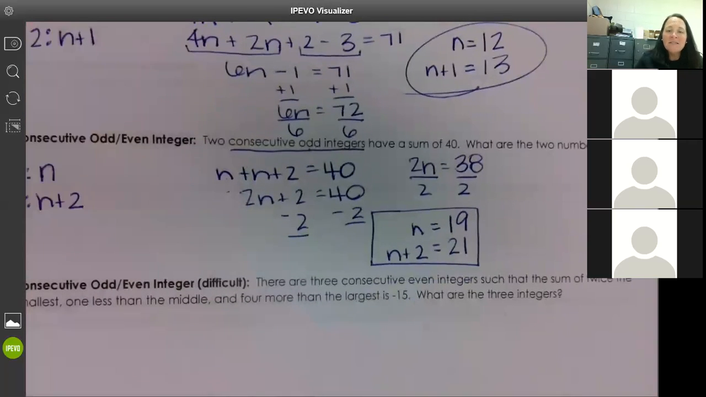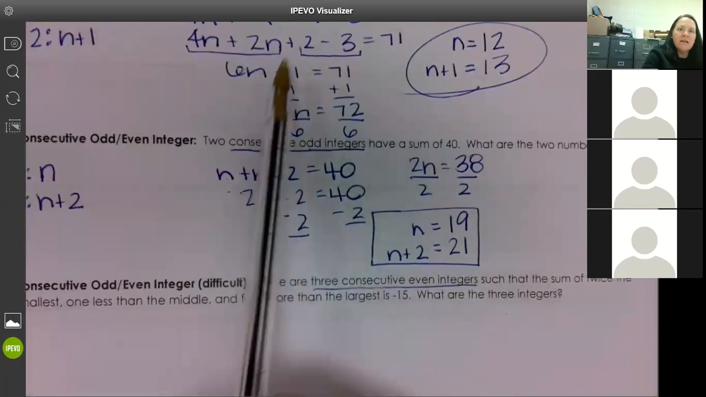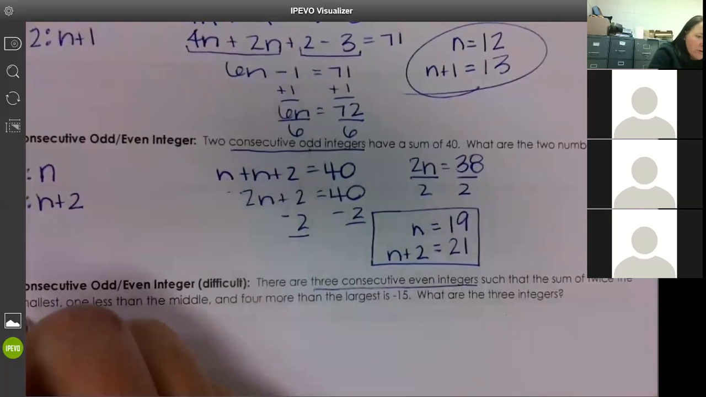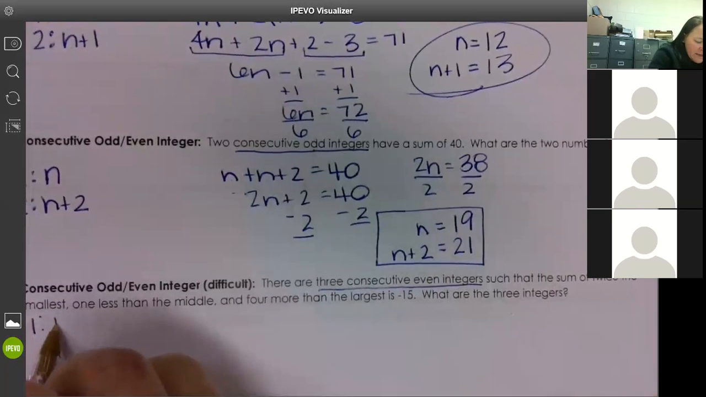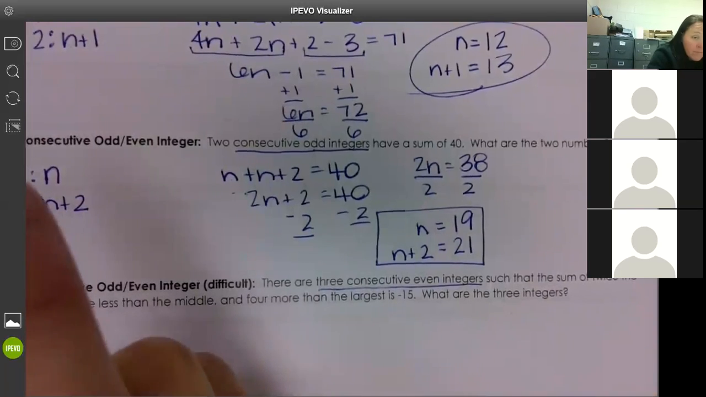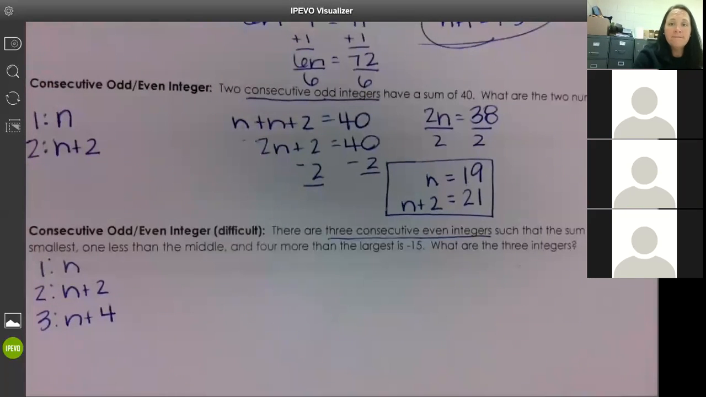Again, the very last one that we're going to do talks about even integers, but it's 3 of them, and it's not hard. It's just going to be like this one that was set up kind of crazy, okay? So the first one is always n. What's the second one going to be? n plus 2. And the third one is going to be n plus 4.